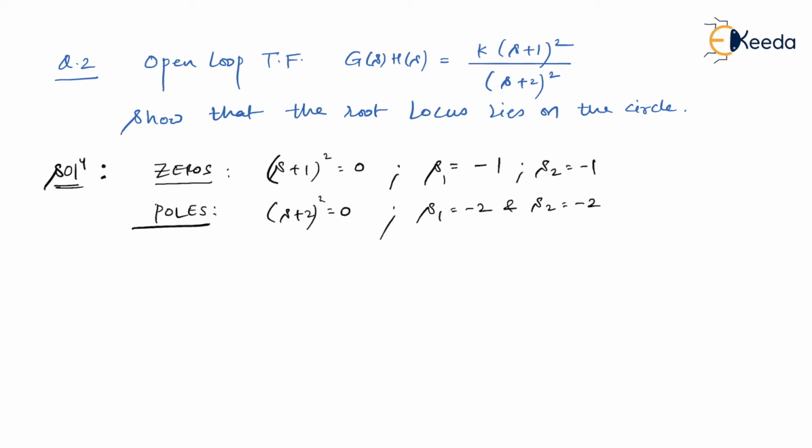So these are poles and zeros. There are 4 poles and 4 zeros. Please see to it. Now the number of poles is equal to the number of zeros. I repeat, the number of poles equals the number of zeros.